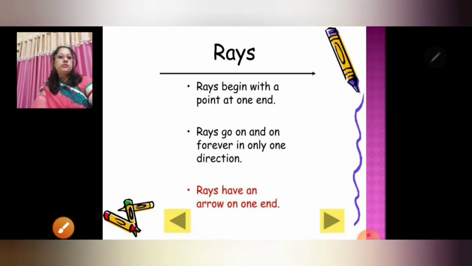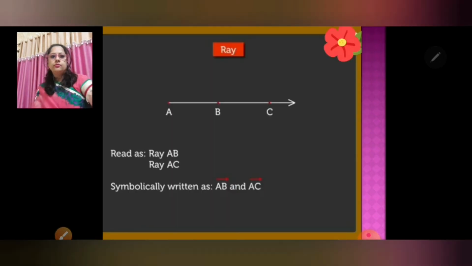So a ray begins with a point at one end. Rays go on and on forever in one direction. A ray has an arrow on one end. So this is a ray. It can be read as ray AB or it can also be read as ray AC. So symbolically it is written as ray AB and ray AC with the symbol of a ray on the top.